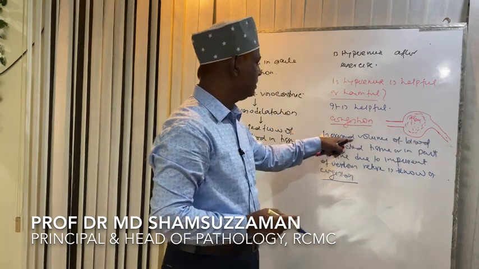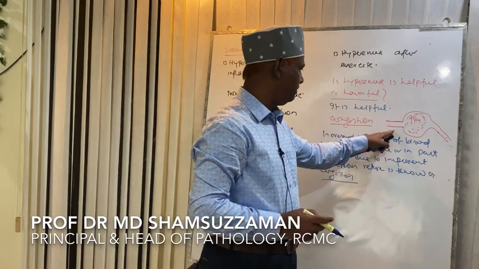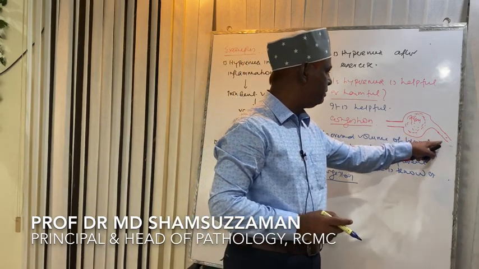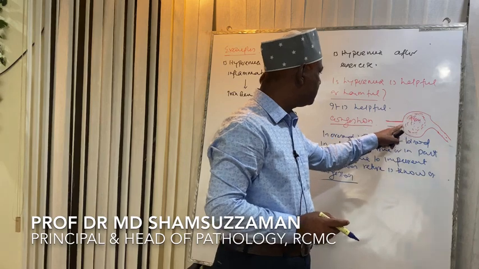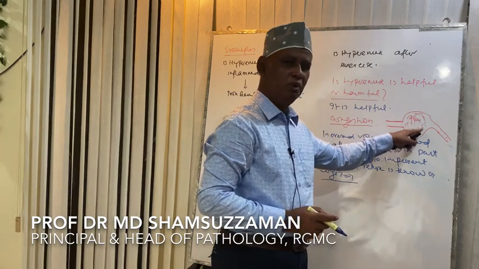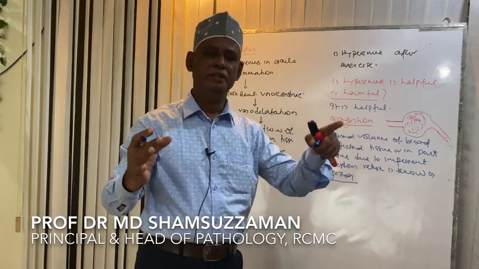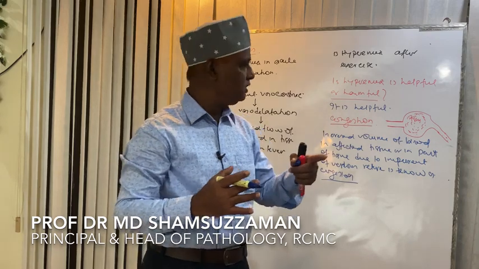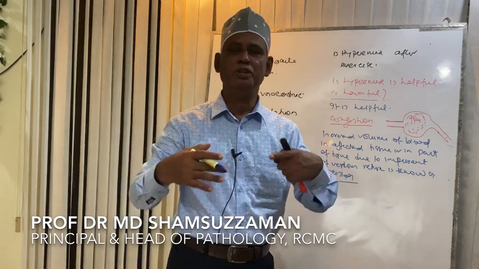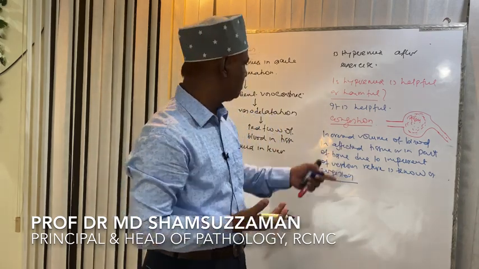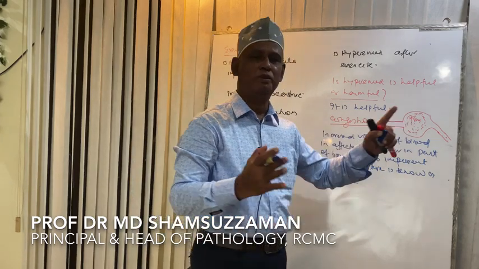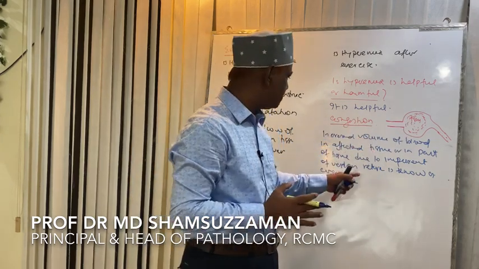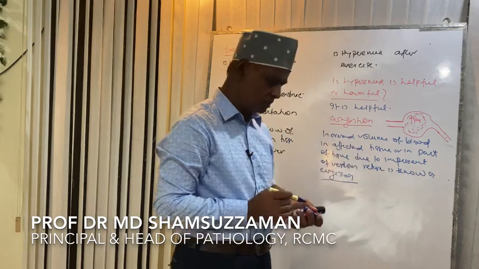But in congestion, the arteriole is unaffected, but there is impairment of venous return, so there is increased volume of blood in the tissue. So in both cases there is increased volume of blood, but in case of hyperemia, the volume is due to increased flow of blood. But in case of congestion, the volume is not due to increased flow of blood, rather it is due to impairment of venous return.